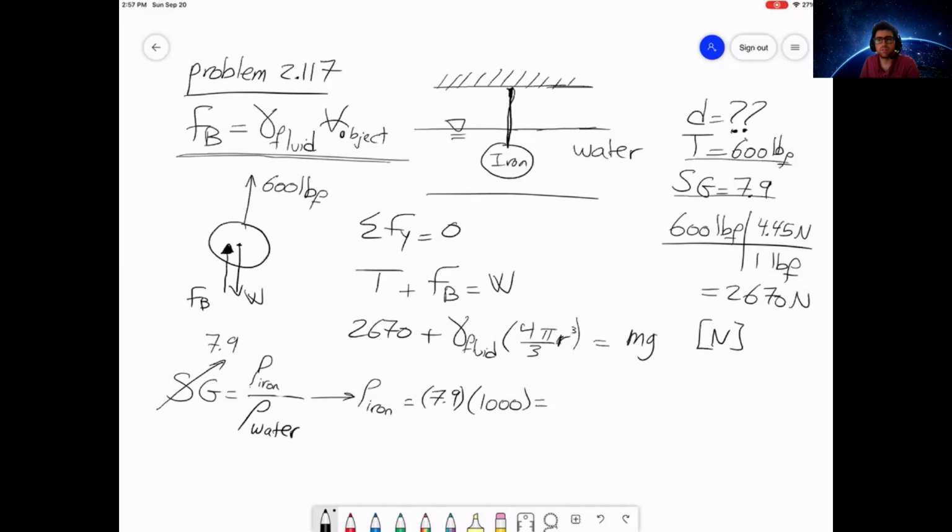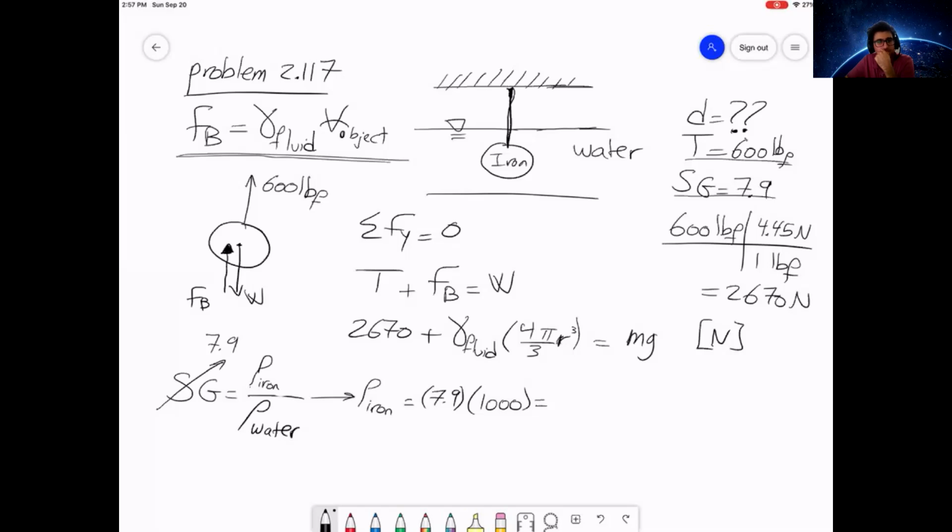And we got 7.9, which is much larger than 1. That means the iron ball will actually start sinking, right? It's much more dense than water. That's why we have tension in the cable.